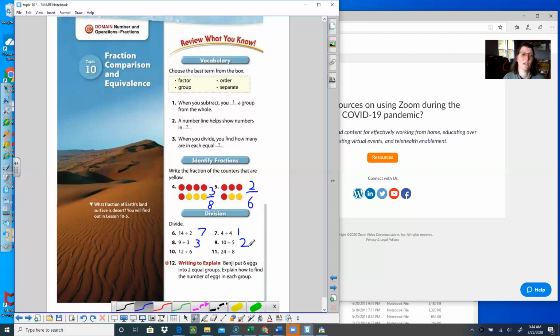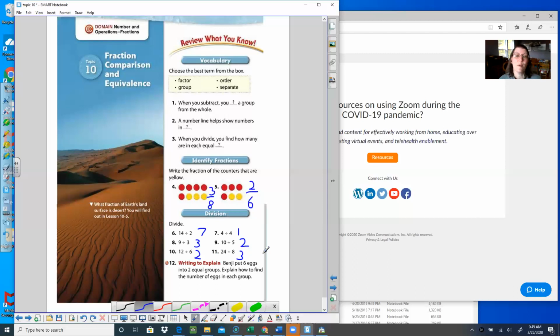12 divided by 6. I have 12 cookies. I have 6 friends. How many cookies can each friend get? Each friend would be getting 2 cookies. 24 divided by 8. What's something I could have 24 of? Those lovely little erasers that you guys like to get from me. So if I have 24 erasers and 8 teams of children, how many erasers would go to each team? And that would be 3. There we go. Move that out of the way.